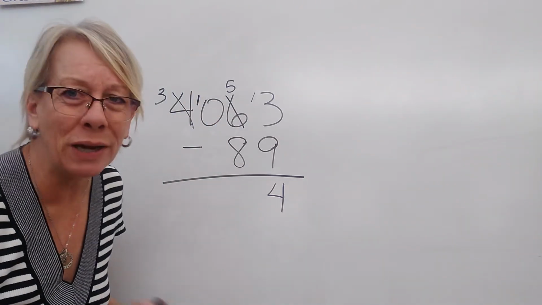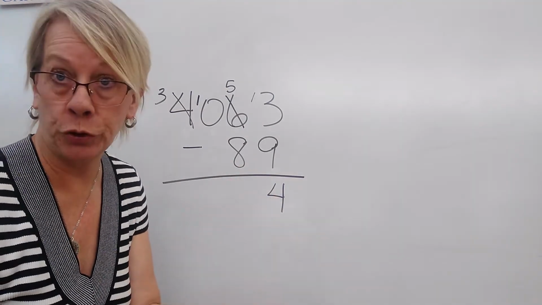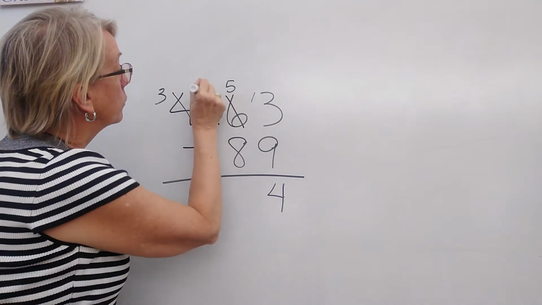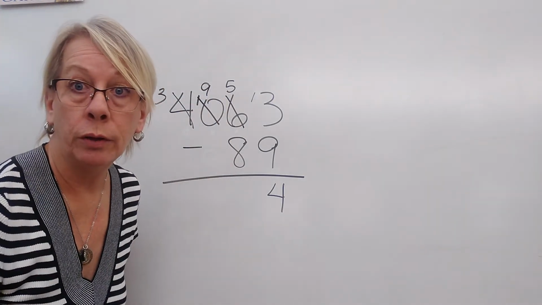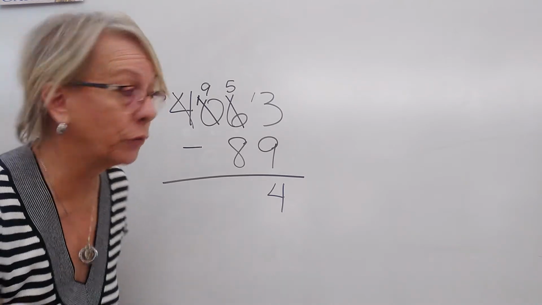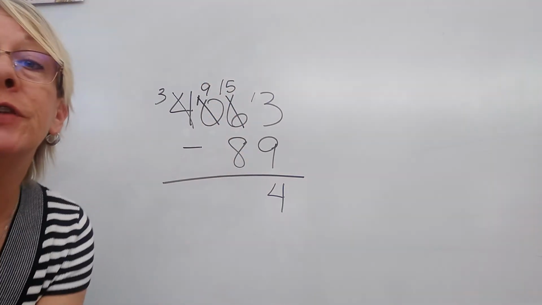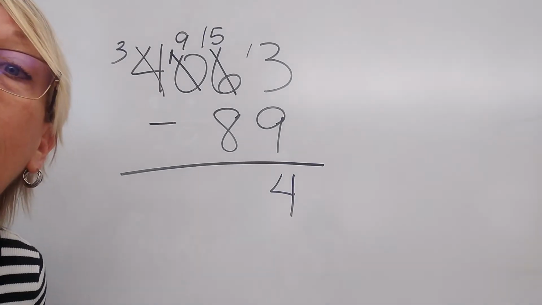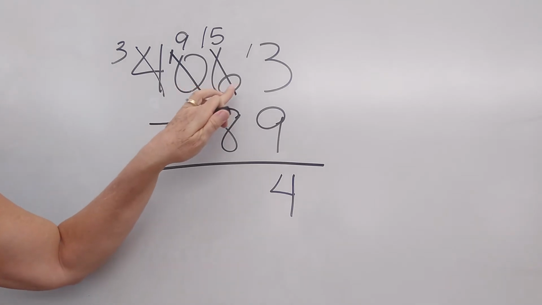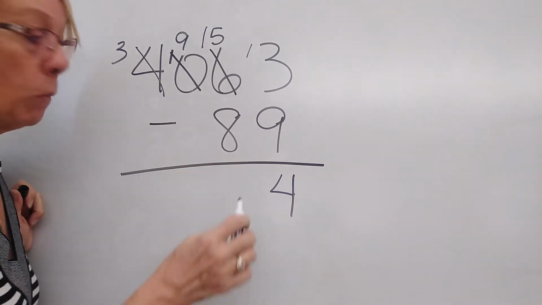We haven't gotten any more money. We just turned our $1,000 bill into 10 $100 bills. So now we can take one of those $100 bills to the bank and ask them for 10 $10 bills. So now we had 5 $10 bills. Now we have 15 $10 bills because we took one of our $100 bills and turned it into 10 $10 bills. So now 15 subtract 8, that's easy.